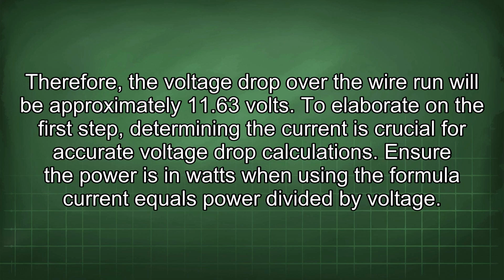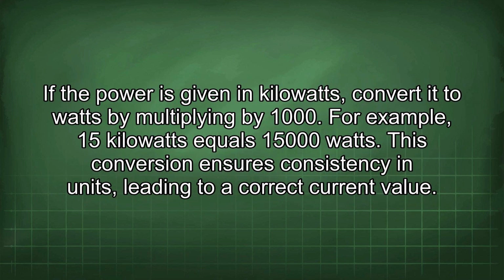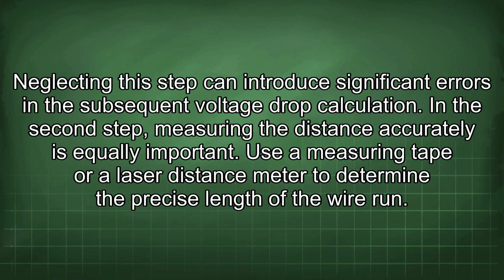To elaborate on the first step, determining the current is crucial for accurate voltage drop calculations. Ensure the power is in watts when using the formula current equals power divided by voltage. If the power is given in kilowatts, convert it to watts by multiplying by 1000. For example, 15 kilowatts equals 15,000 watts. This conversion ensures consistency in units, leading to a correct current value. Neglecting this step can introduce significant errors in the subsequent voltage drop calculation.